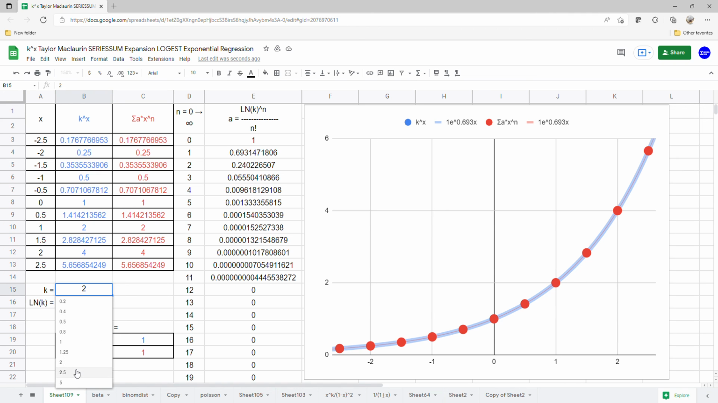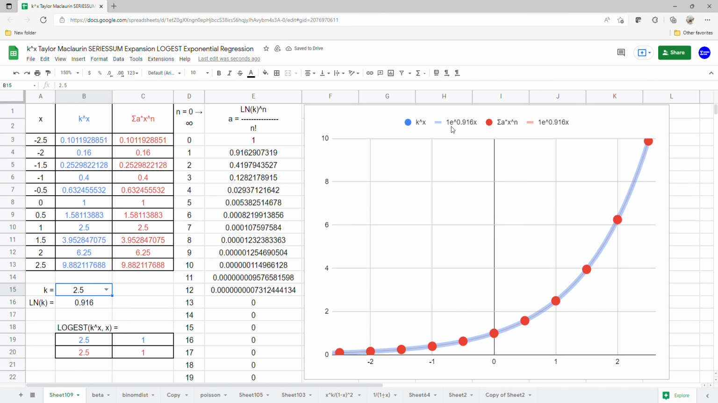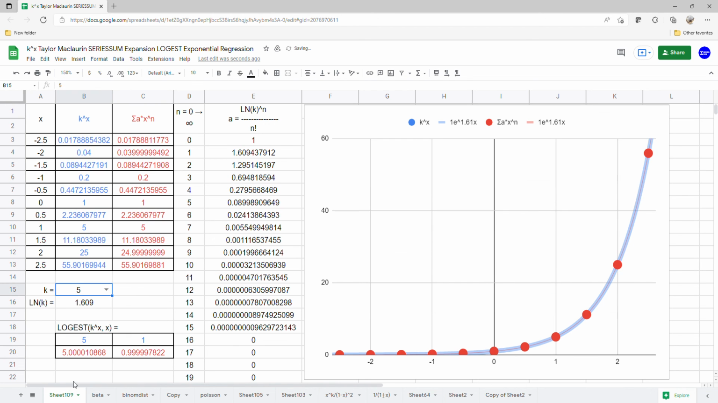K equals 2.5. So that's 1 times e to the 0.916x, and 2.5, this is the value of 2.5, logarithm is 0.916. K equals 5. 1.61, that's 1 times e to the power 1.61x, and the logarithm of 5 is 1.61. This completes the use of Taylor-Maclaurin series sum function and the LOGEST exponential regression to show the trend line of k raised to the power x and its expansion.